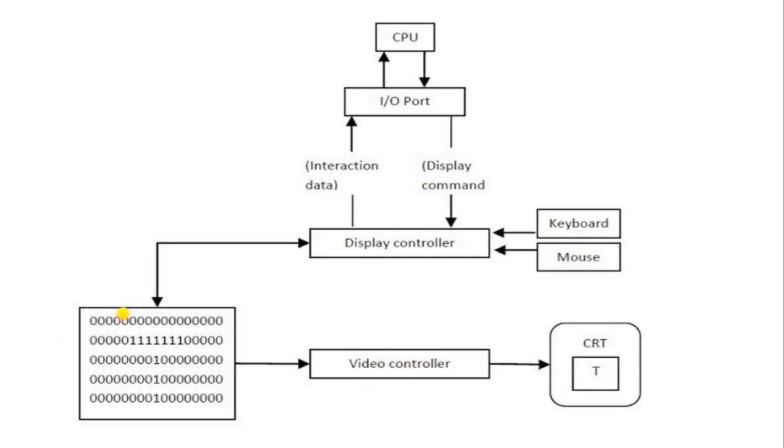So the video controller will take that information, zeros and ones, and pass it to the beam. According to these zeros and ones, the beam will strike the phosphor screen. Zeros mean no display, nothing to display. Ones mean some information is there that will be displayed. So the beam will scan.